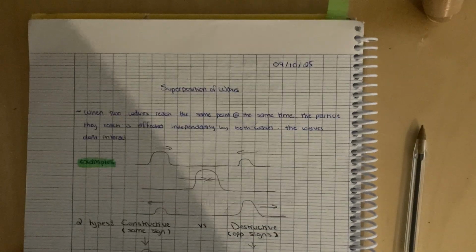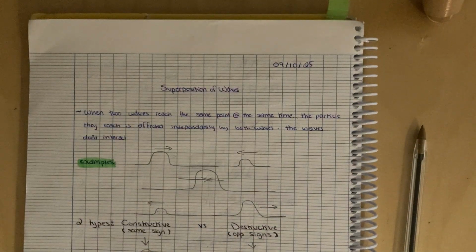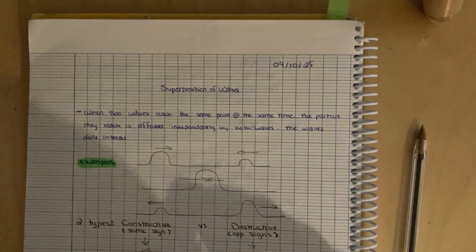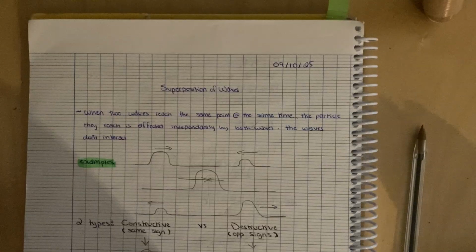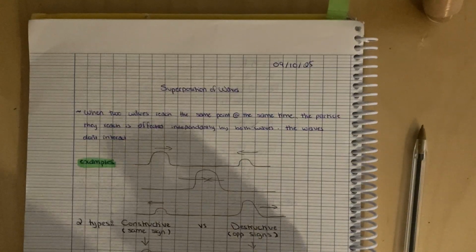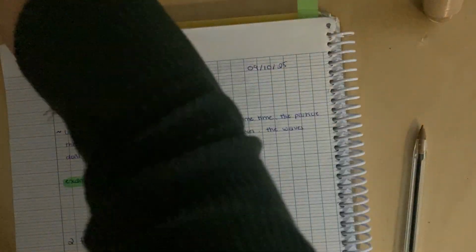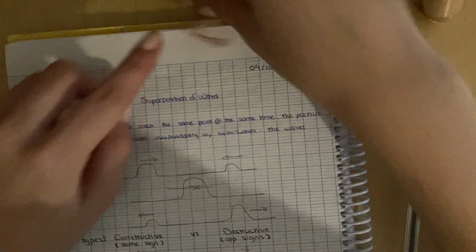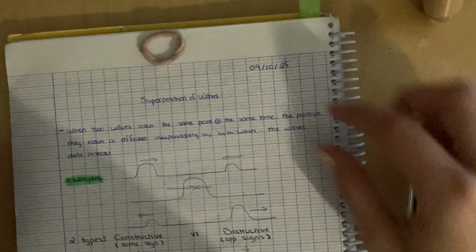Our video today is on the superposition of waves. When two waves reach the same point at the same time, the particle that they reach is affected individually by the waves. The waves don't interact at all. For example, let's say this is the point. My hands are going to be the waves. The waves come together at this point.